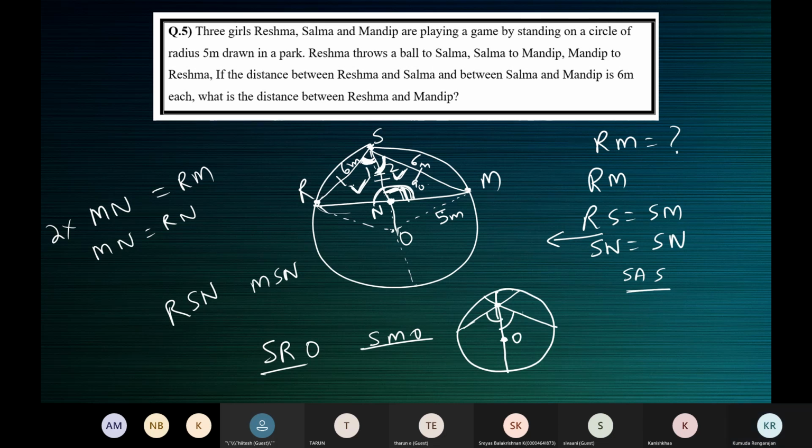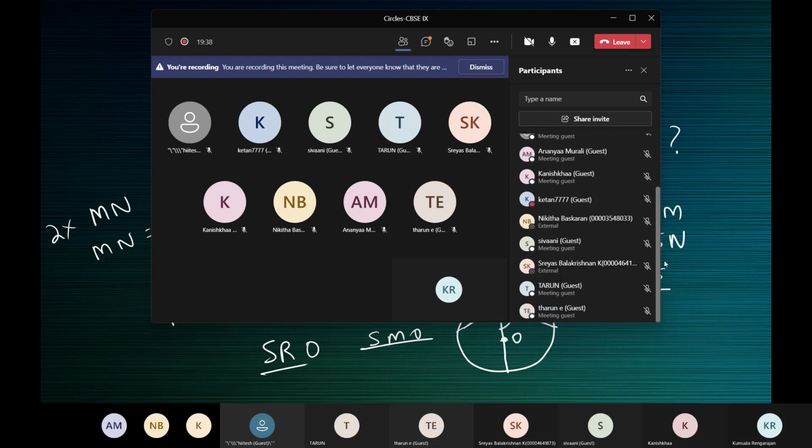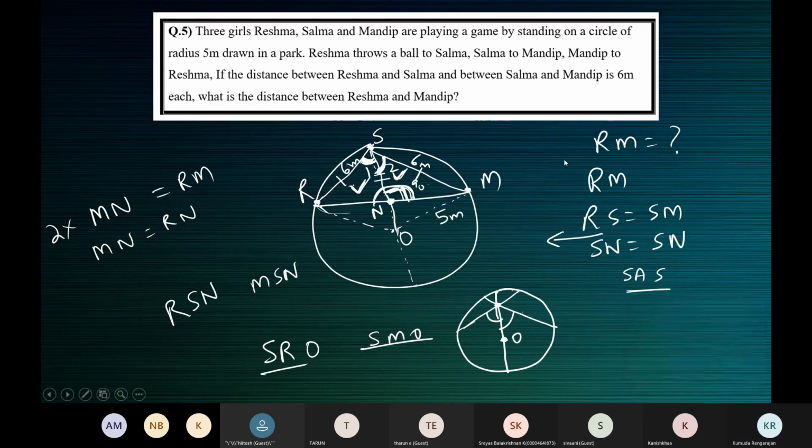Shivani, are you there? Please tell us how these two triangles are congruent. Arav, Nikita, one of you tell me. Shivani, Arav or Nikita, volunteer. How do we show that SRO is congruent to SMO? Very simple.